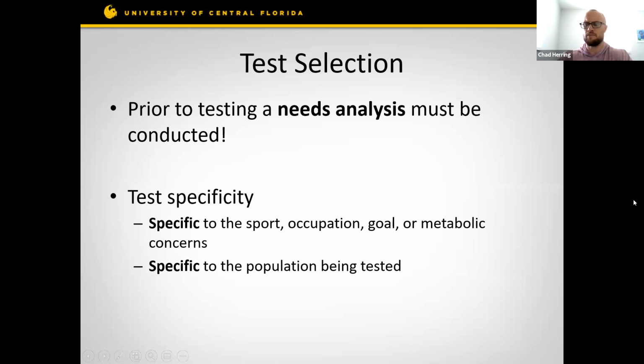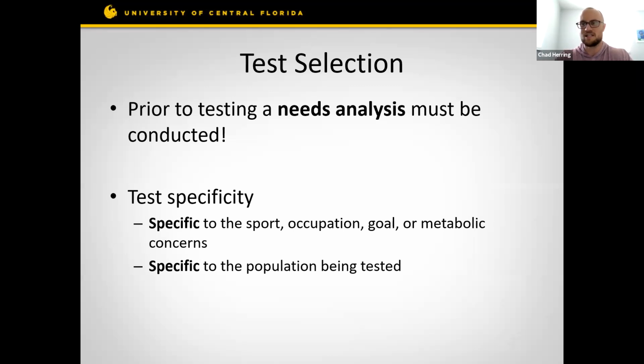Population tested would mean, say we do an assessment, and again, I come more from a sport background, but we decide that we want to test power because we're working with softball athletes. Okay, perfect. I would agree that power is important. How are we going to test power? We decide that a power clean is the best assessment of power. Okay, perfect. But now our population is 10 and 11-year-old female softball athletes.